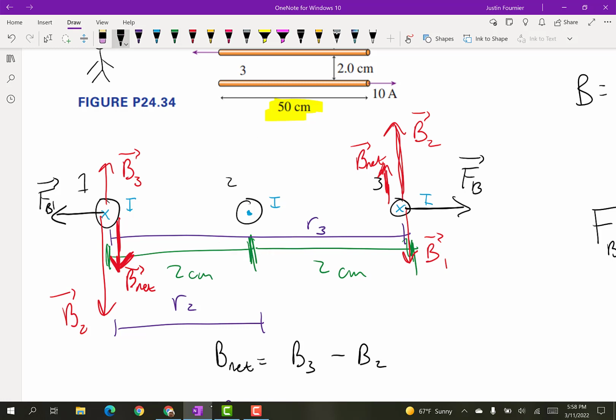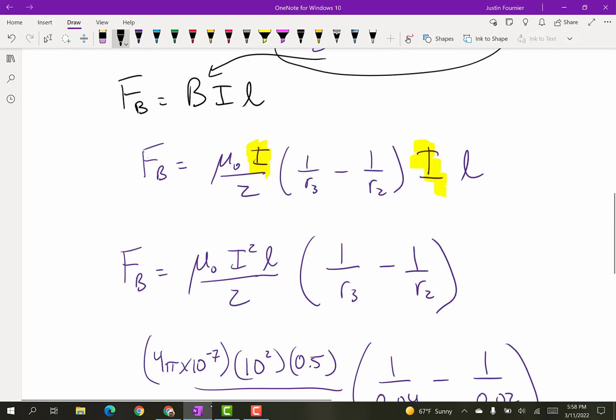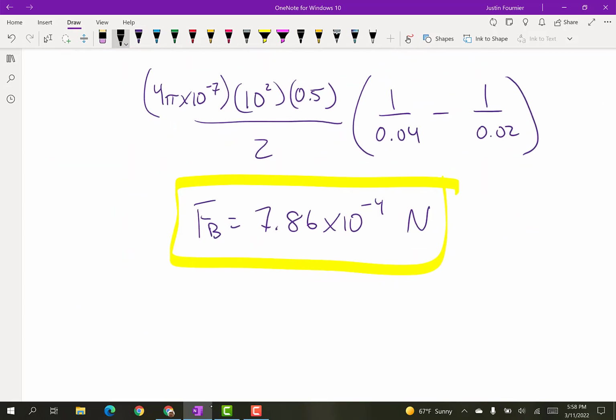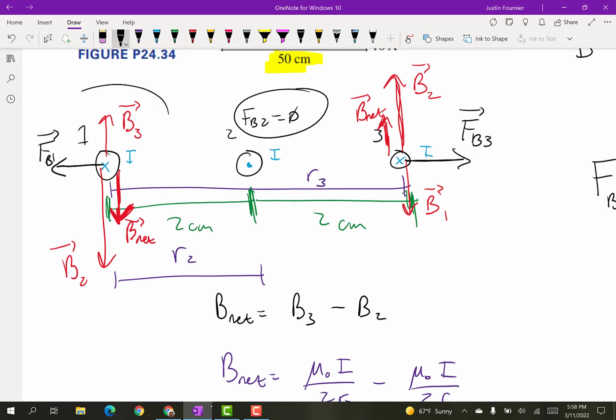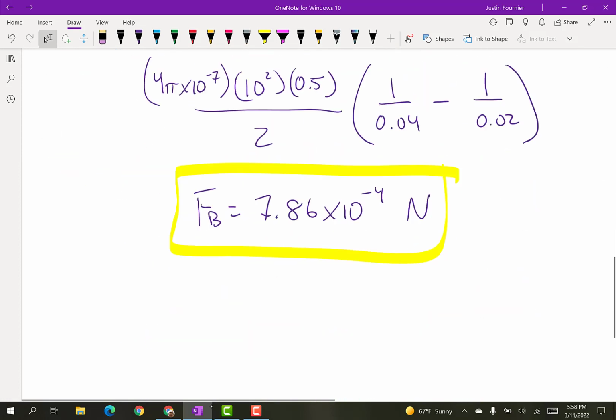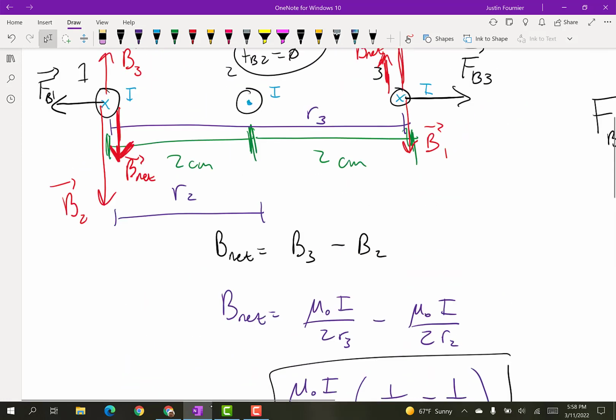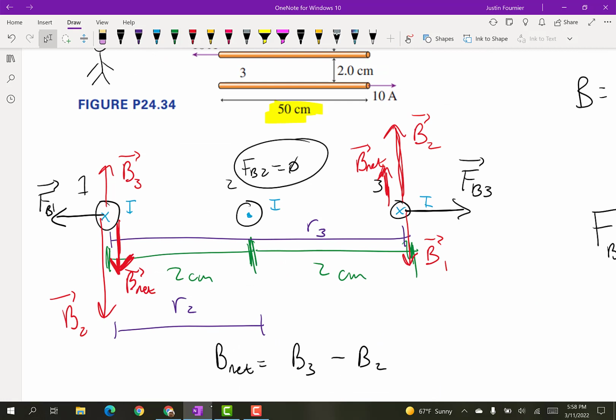So I call this FB1. I can call this FB3. This is FB2, which is 0. But FB3 feels a force of 7.86 times 10 to the negative 4 newtons to the right. And then current 1 feels the same force, 7.86 times 10 to the negative 4 newtons to the left.